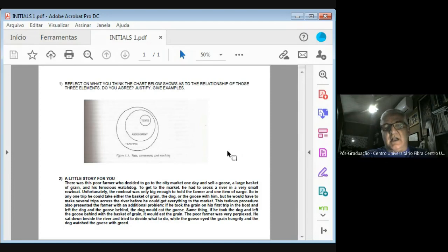So this example is in your material because here you have assessment and evaluation in the same situation, in the same story. And the decision, the evaluation, is exactly in the story. This is an example of assessment and evaluation.